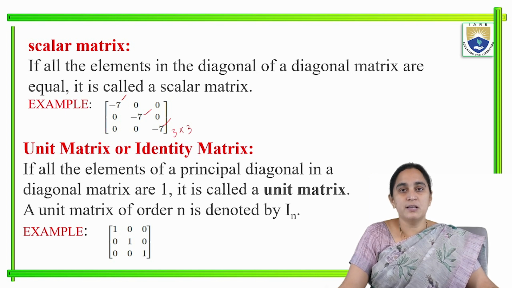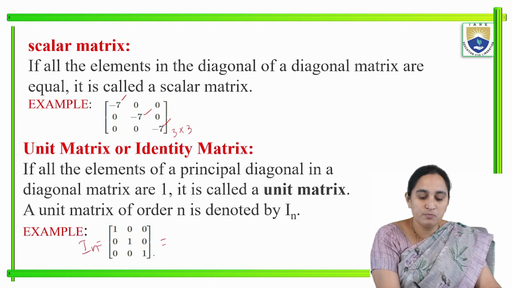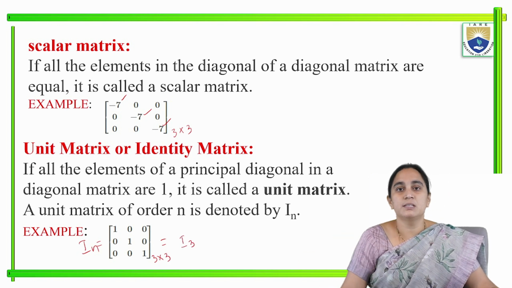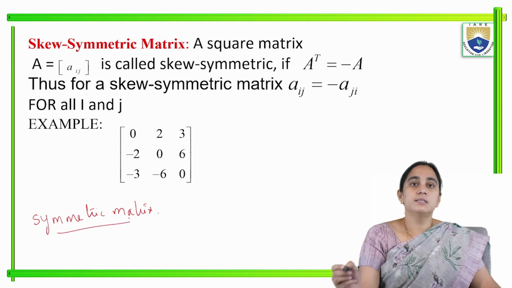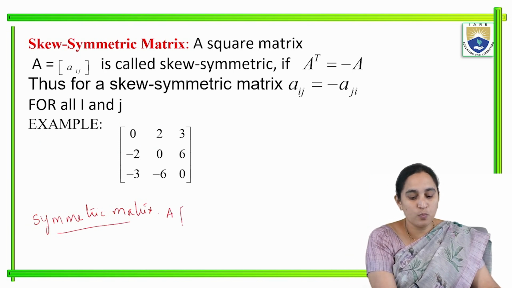How to denote it? This is denoted by In. N means order. Here, what is the order of this matrix? This is 3 by 3. Therefore, we write this as I3. Symmetric matrix means a square matrix A is equal to Aij is called symmetric.